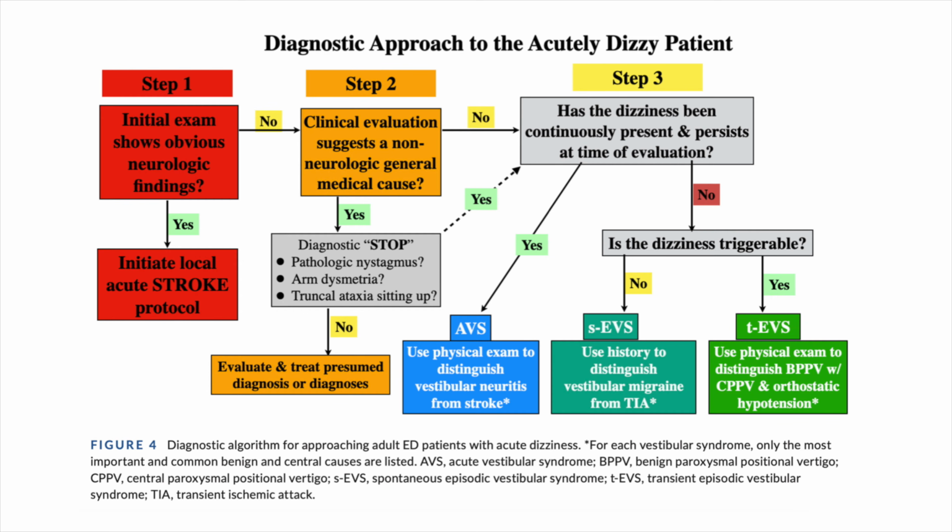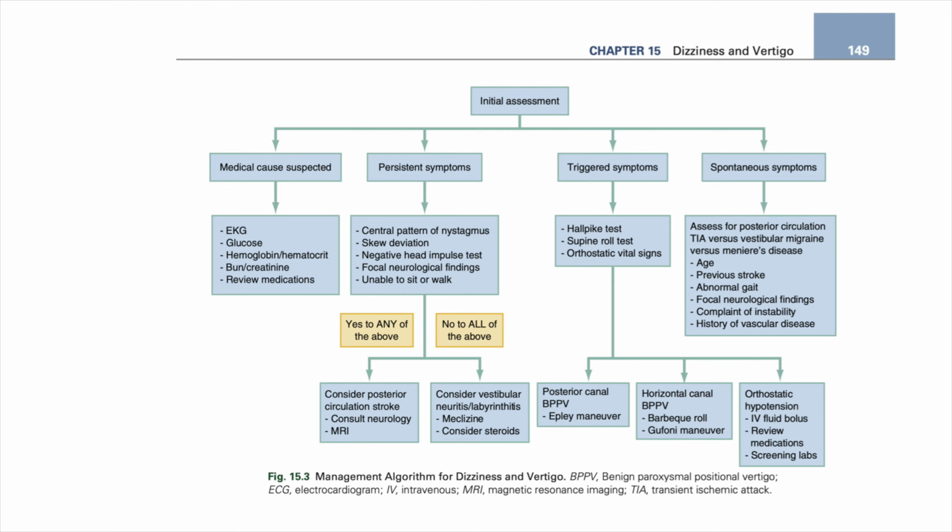There's just a statement to again look for obvious neurologic findings, and if so, call a stroke code. And if not, pretty much go straight to the HINTS exam. What about other educational resources for emergency physicians?